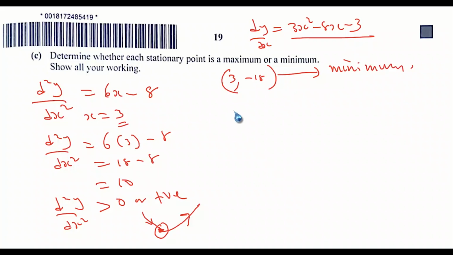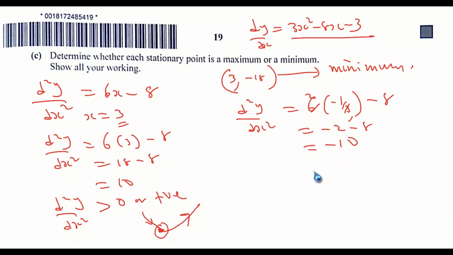Okay. So let's show the working for the second one. So let's get the value of d squared y over dx squared when x equals to minus 1 out of 3. So we're going to have d squared y over dx squared equals to 6 into minus 1 out of 3, then minus 8, 3 here 1, 3 here 2. So this will be equals to minus 2 minus 8, which is equals to minus 10. So we can say that d squared y over dx squared is less than 0, or it is negative.